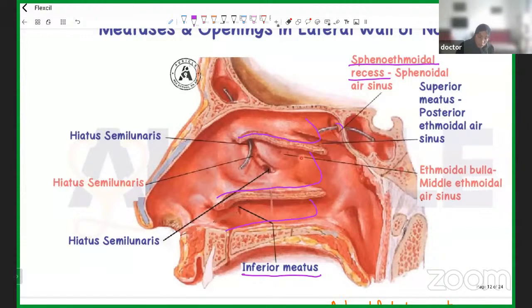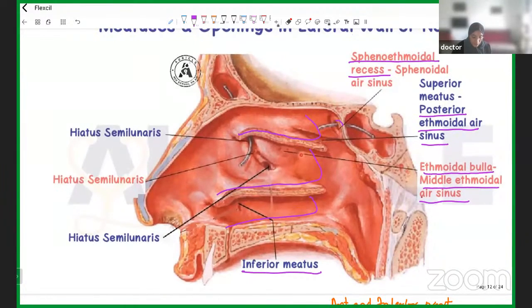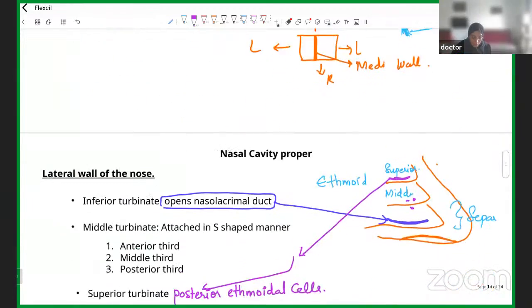It is an opening to the nasolacrimal duct. Then in the middle concha, you have ethmoidal bulla, right? You have ethmoidal cells, middle ethmoidal air cells. And in the superior part, you have a sphenoethmoidal recess, and it also opens up into posterior ethmoidal air sinuses. I hope you have a clear picture now of the lateral part of the nose.